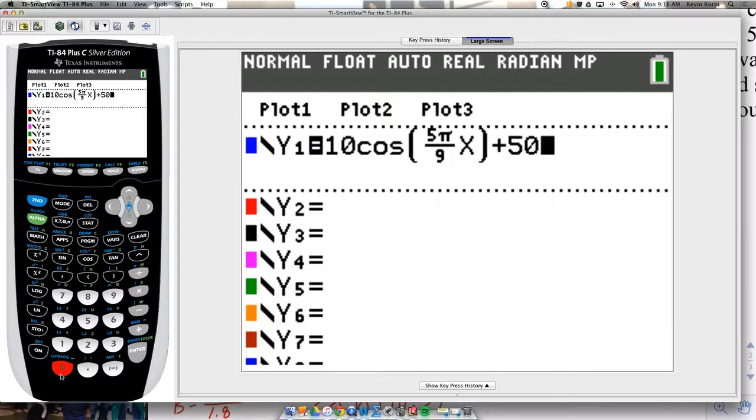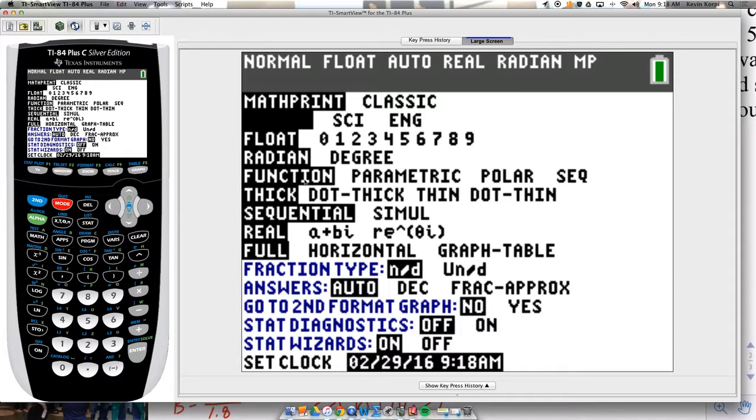Now, here's one thing that you should automatically check. What mode should we be in? Radian. So before I hit graph, I'm going to check the mode. I am in radian mode. That's good. If you're in degree mode, all your numbers are going to be off.